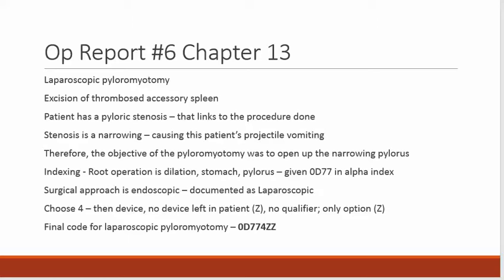And that opening up equates to the root operation of dilation. So our indexing is dilation, then stomach, and then pylorus. And we're given the information of 0D77 in the alpha index.